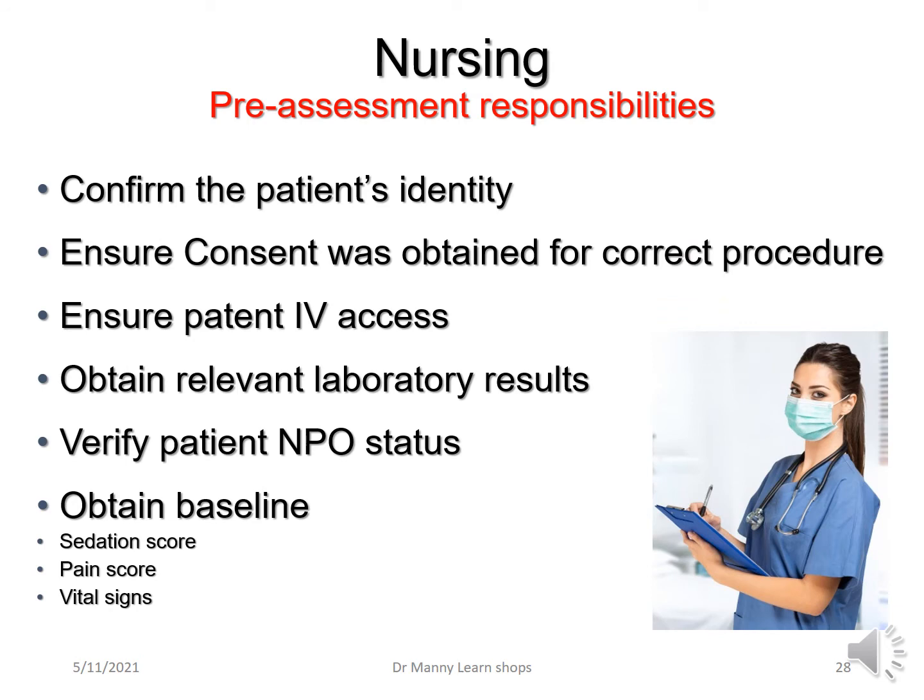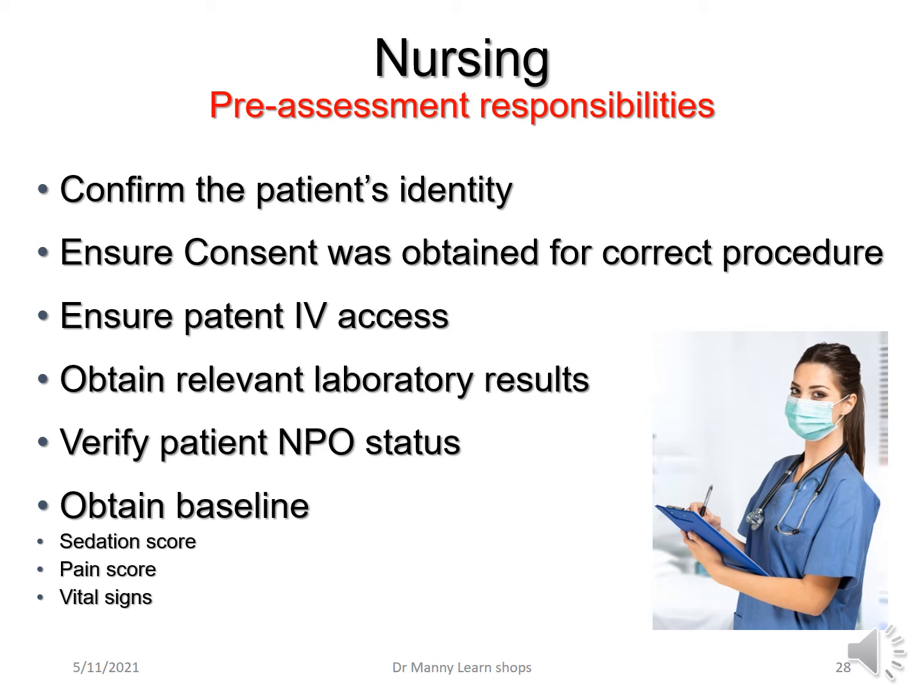What are your nursing pre-assessment responsibilities specifically? Confirm the patient's identity. Ensure that consent was obtained correctly and everything was explained to the patient and their family. Ensure patient IV access is patent. The last thing that you want during an emergency is to realise that you've got a cannula that's now ineffective. It's tissued. It was never in the vein.